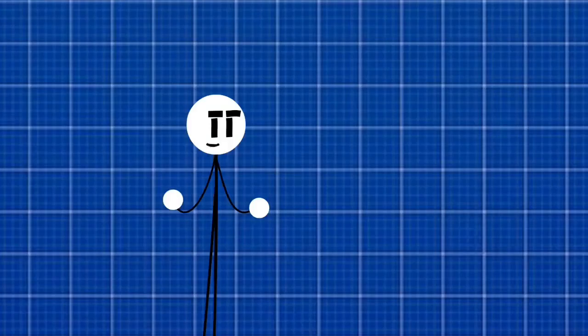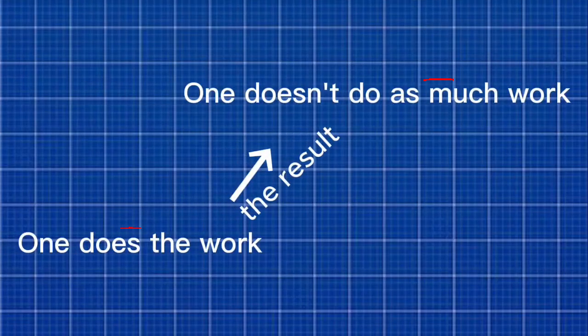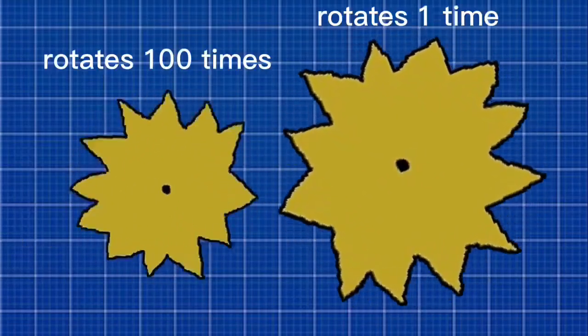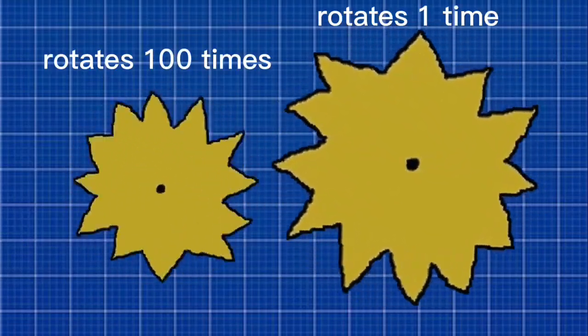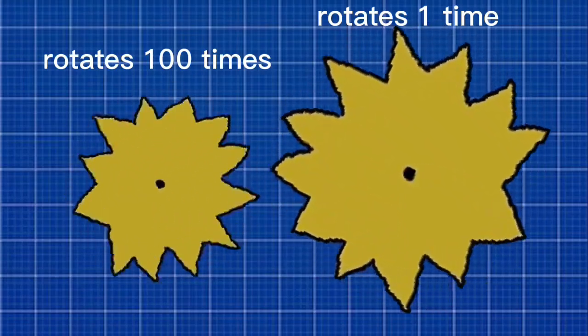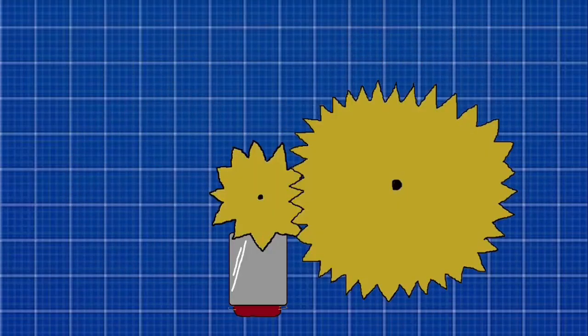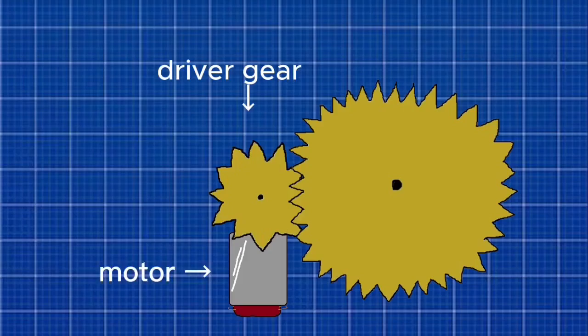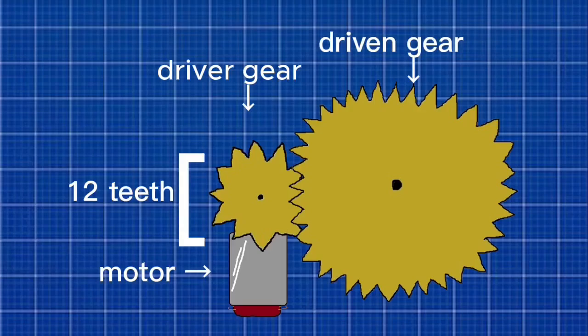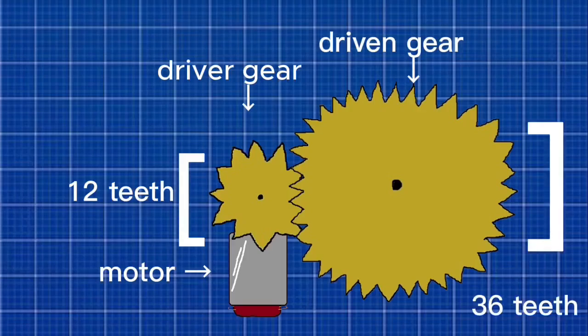So what is a gear ratio? Gear ratios describe the rotational relationships between gears with different amounts of teeth. This means that it compares how many times one gear rotates to how many times a different gear rotates. Consider this gear train. The driver gear, or the gear that is connected to the motor source, has 12 teeth. The driven gear, or the gear connected to the driver, has 36 teeth.